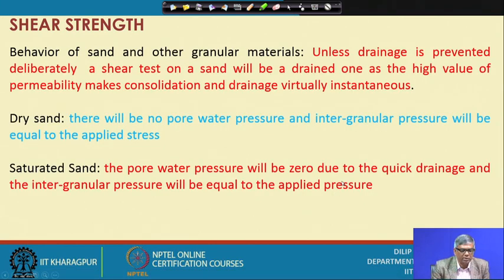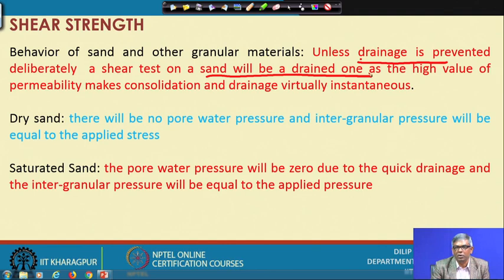This is the behavior of sand and other granular materials under shear. Sand will generally be highly porous and have high permeability values, so unless drainage is prevented during the test, a shear test on sand will be drained, mainly because of the high permeability. When you apply the load, if pore pressure develops, it will be dissipated immediately.